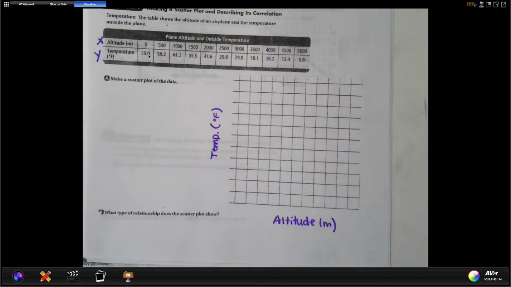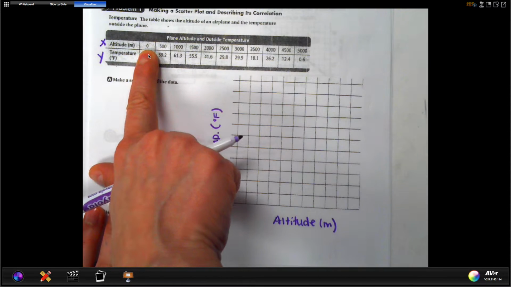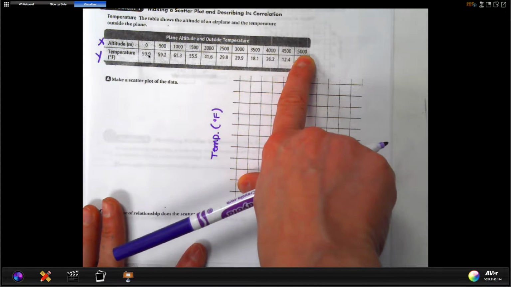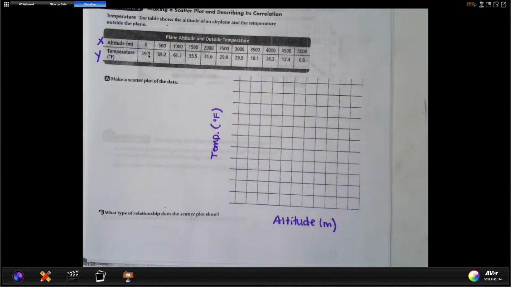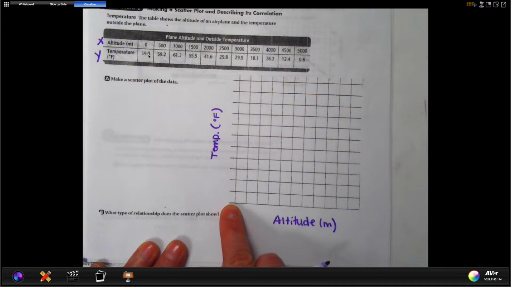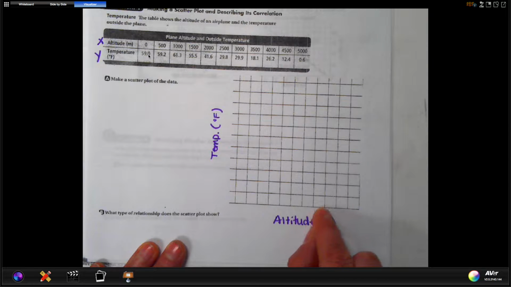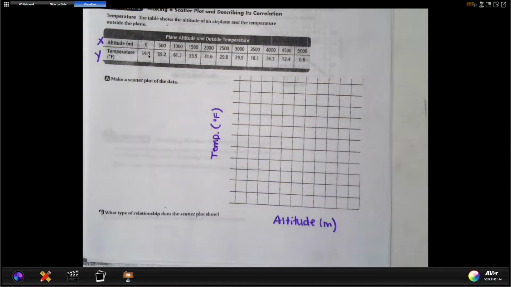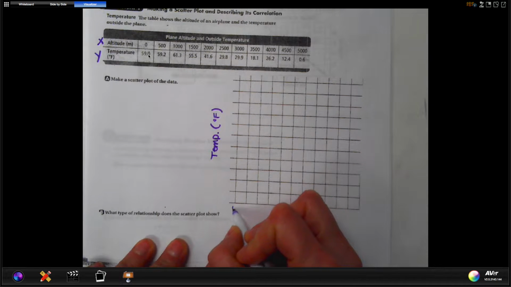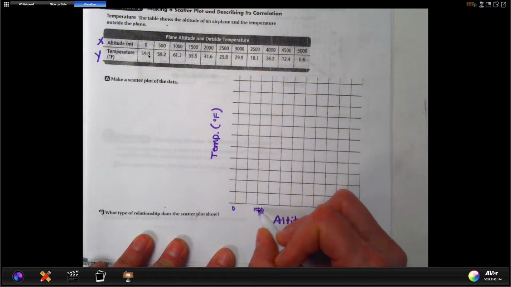Then based upon your data, you need to decide on a scale, okay? Your lowest altitude is 0 and your highest altitude is 5,000. So going by ones is not going to be ideal. What do you want to go by? By 500. Let's see if it will work. If I start at 0 here, 500, 1,000. Then if I skip, 2,000, 3,000, 4,000, 5,000, is that going to be enough? Yes. Okay. So start at 0, and you can label every one. You can also skip like this, right?